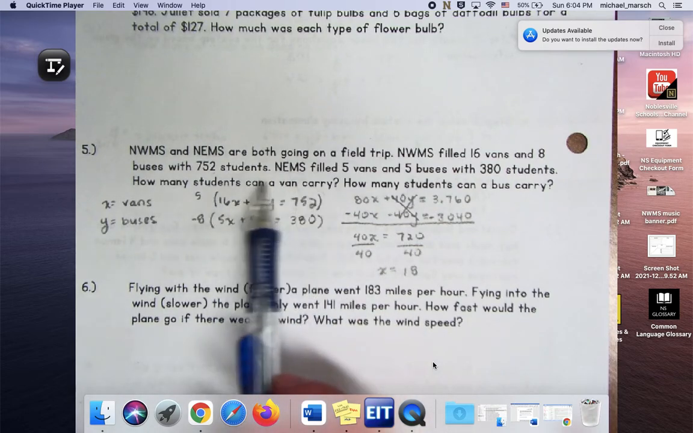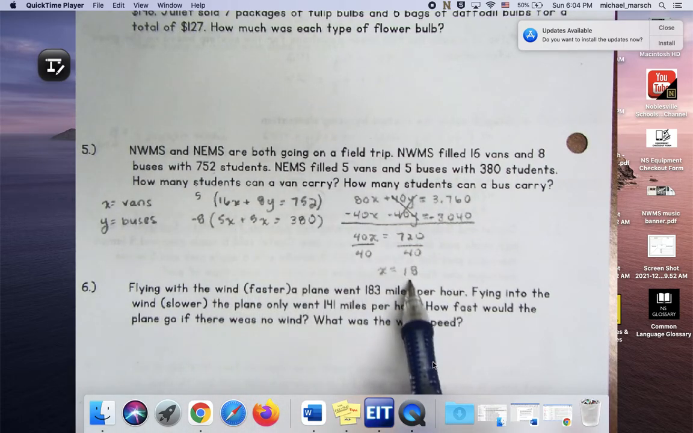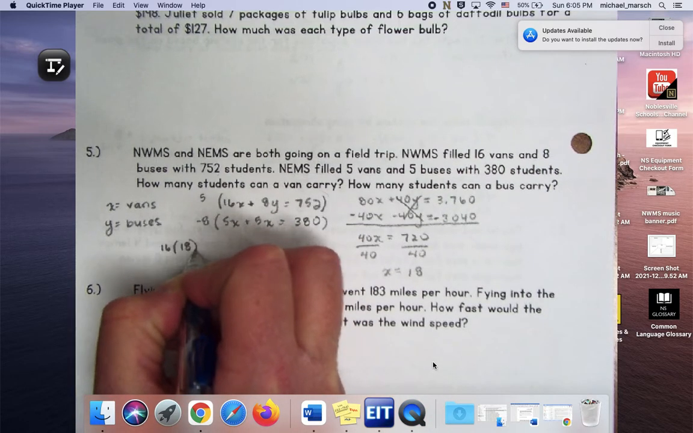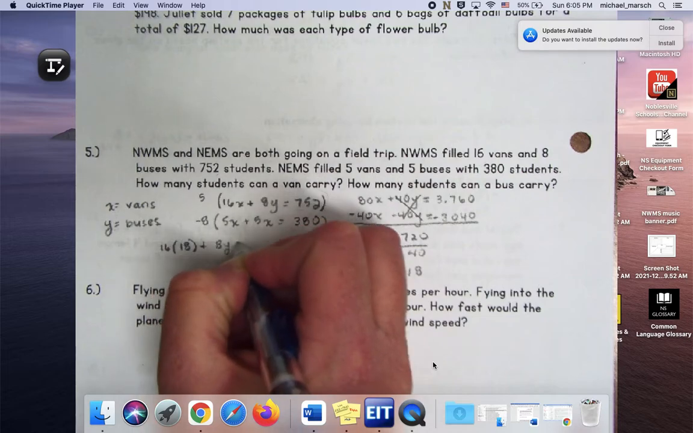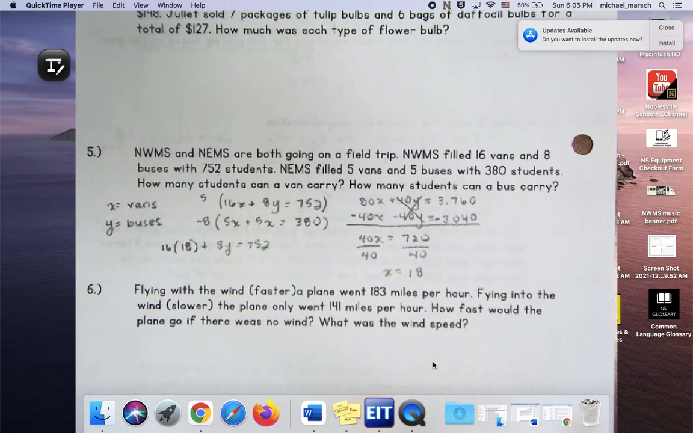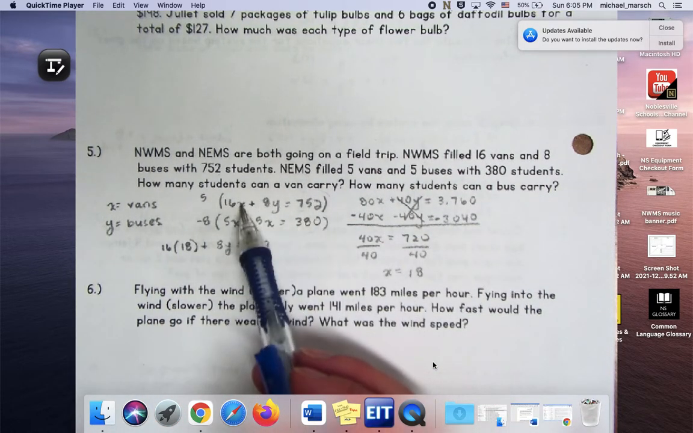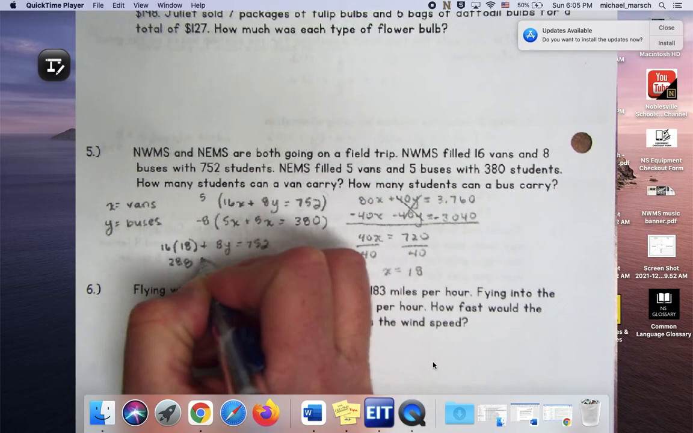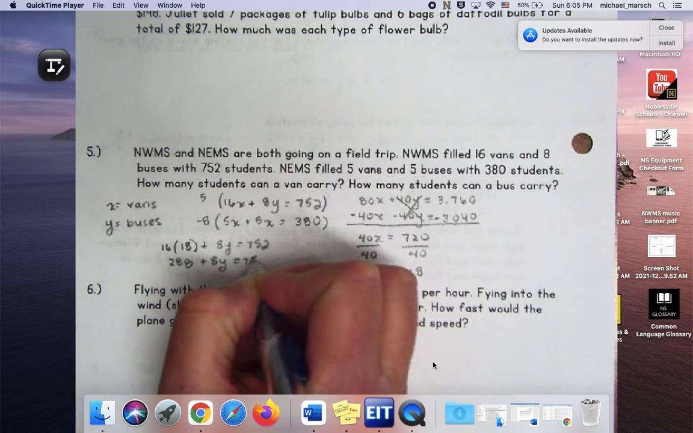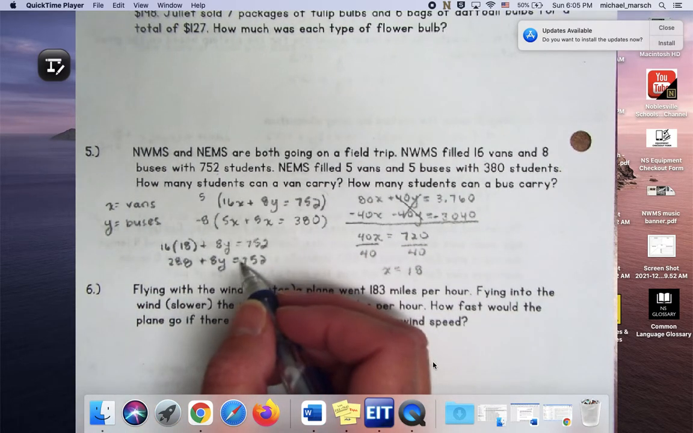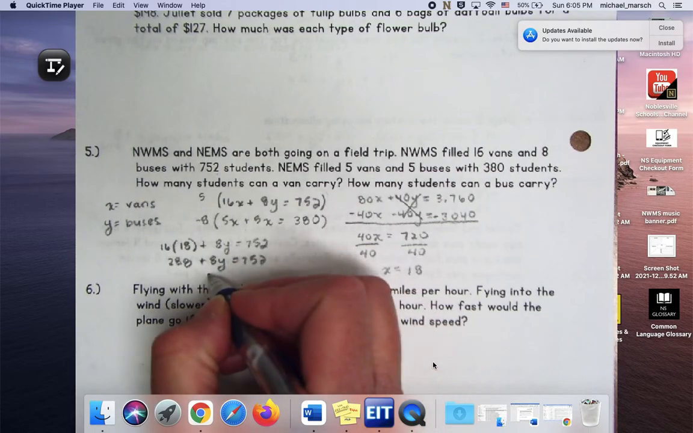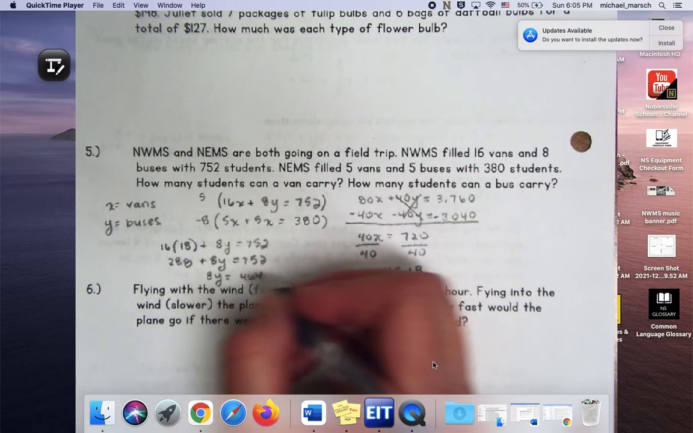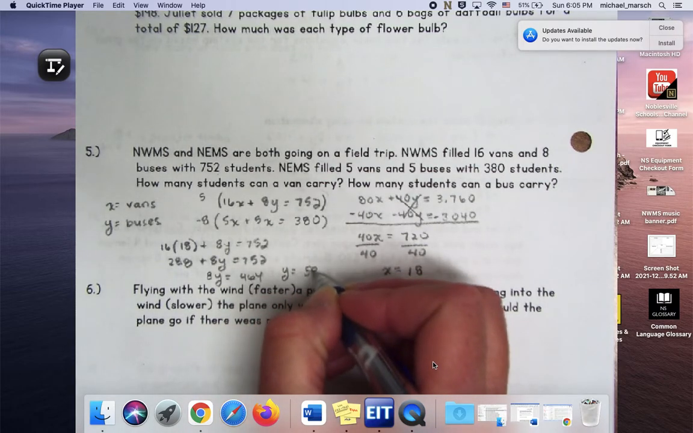So I'm going to take this first equation, and I'm going to put 18 in for it. So I'm going to say 16 times 18 plus 8y equals 752, because I put this 18 up here in this equation. Then I'm going to get 288 plus 8y equals 752. When I subtract the 288, I'm going to get 8y equals 464. When I divide by 8, I'm going to get y equals 58.